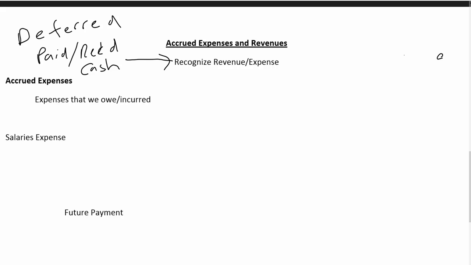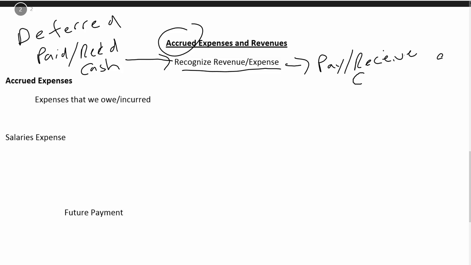the revenue or expense. In this situation, when we're talking about accrued, we're going to go ahead and recognize the revenue or expense, and we're going to pay or receive the cash later. So here we're going to recognize the revenue or expense first, and the payment of or receipt of cash is going to come later. The deferred, we'd already paid or received the cash, and then the adjusting entry was to recognize the revenue or expense. And remember, that's always the case. We are recording our adjusting entry to recognize the revenue or expense.